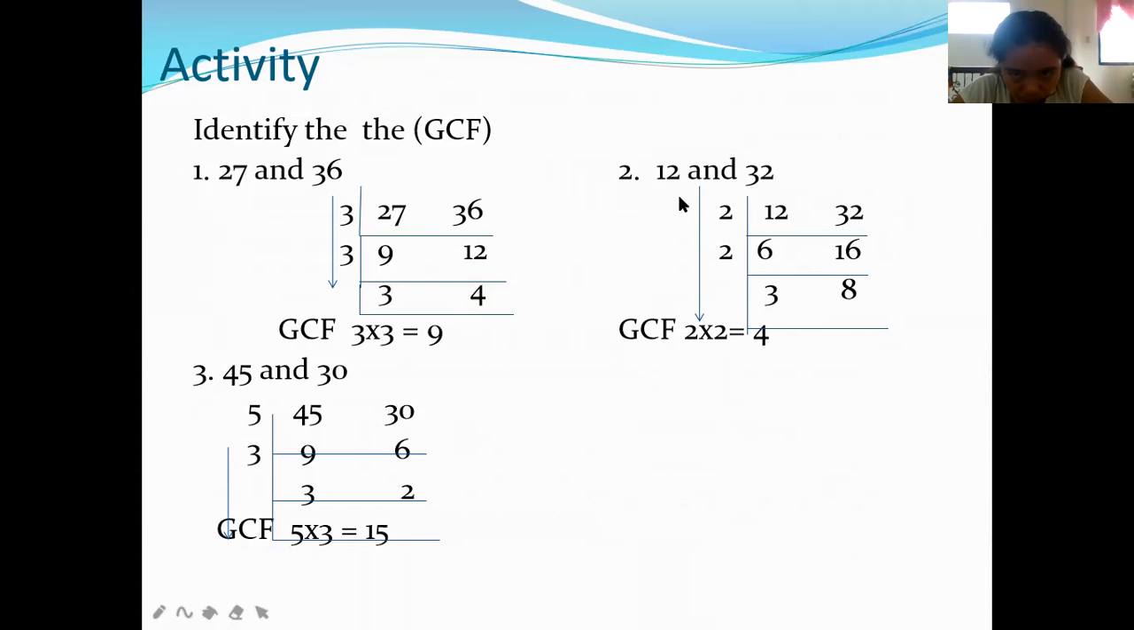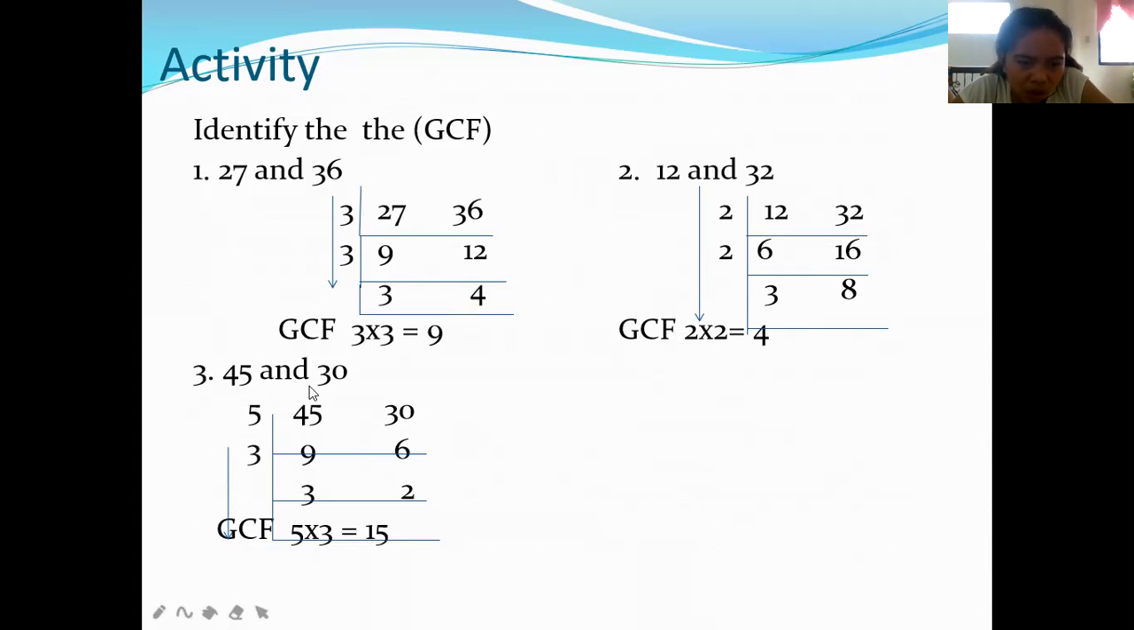Next, we have 12 and 32. Okay, we divide 12 and 32 by 2. 12 divided by 2 is 6, and 32 divided by 2 is 16. Then 6 and 16 can be divided again by 2. So 6 divided by 2 is 3, and 16 divided by 2 is 8. So 3 and 8 can no longer be divided. So we bring down the numbers at the side, which is 2 and 2. Then multiply. So 2 times 2 is equals to 4. So therefore, the GCF of 12 and 32 is 4.